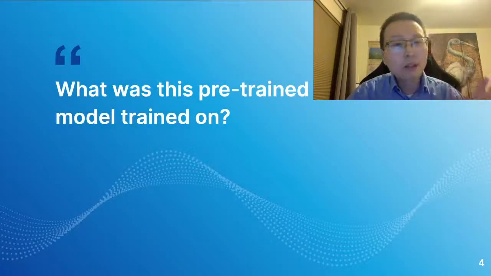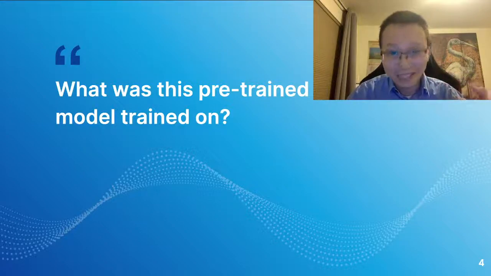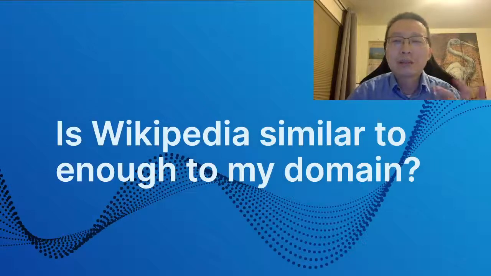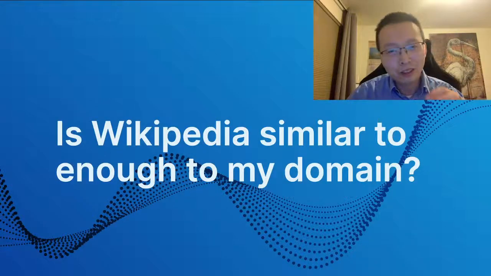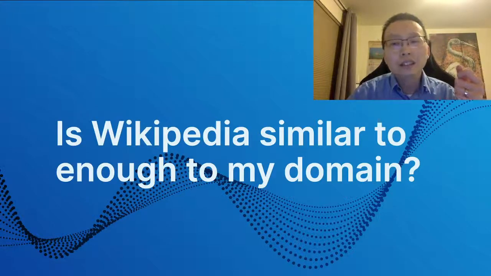So if you're not familiar with these pre-trained models, the first thing you should ask is, what was it trained on? So in my case, we used fastText, which was trained on Wikipedia. So after learning what the pre-trained model was trained on, you have to ask, is Wikipedia similar enough to my domain? Because if it's not, you should proceed carefully.